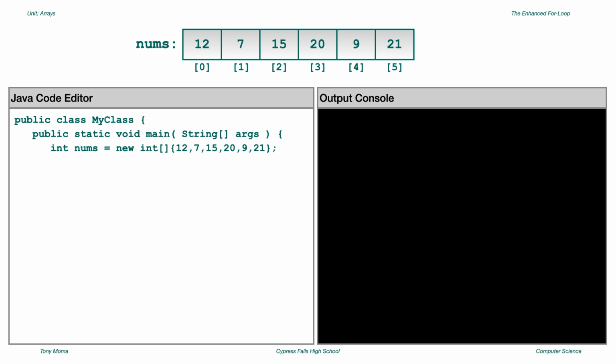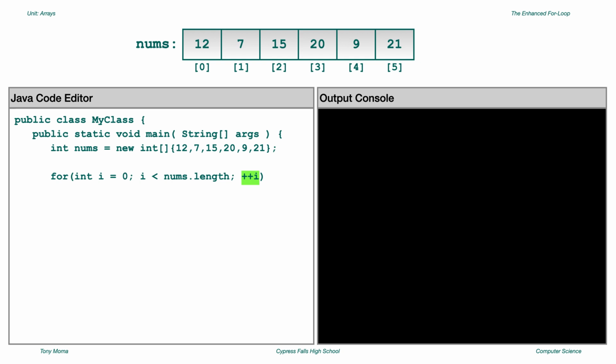As has been demonstrated in previous videos, the way to do that would be with the for loop, where we initialize the loop variable to 0, set the number of loops equal to the length of the array, and then increment the loop variable by 1 every single time.